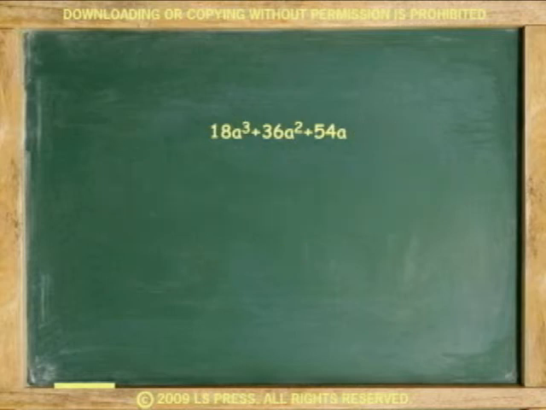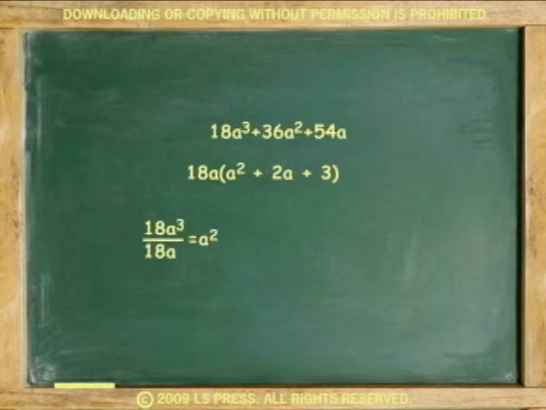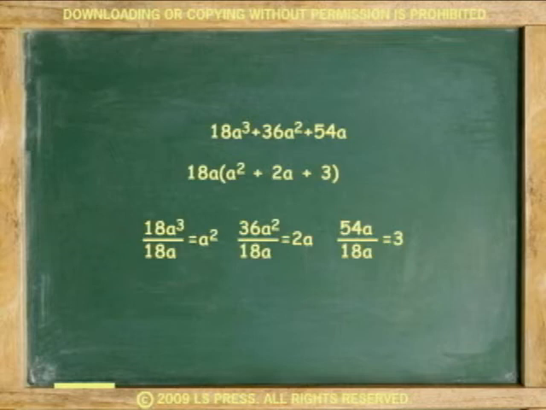Because the highest common factor for all three terms is 18a, the expression can be factored into 18a times (a squared plus 2a plus 3). By dividing 18a cubed by 18a, we get a squared. By dividing 36a squared by 18a, we get 2a. And by dividing 54a by 18a, we get 3.